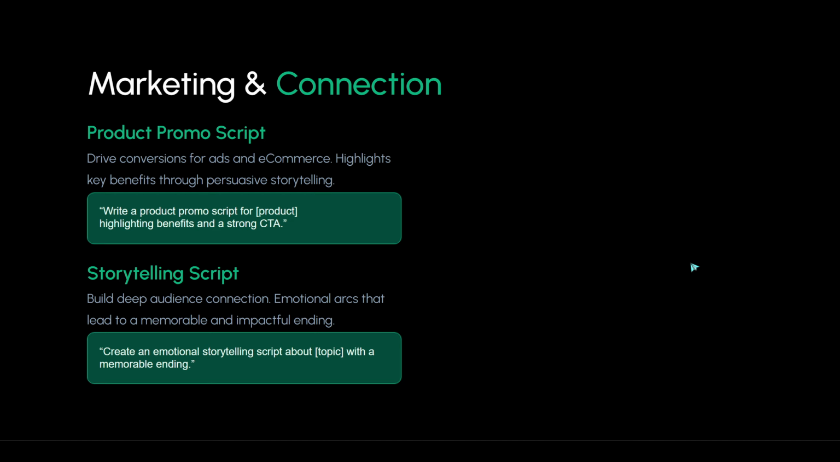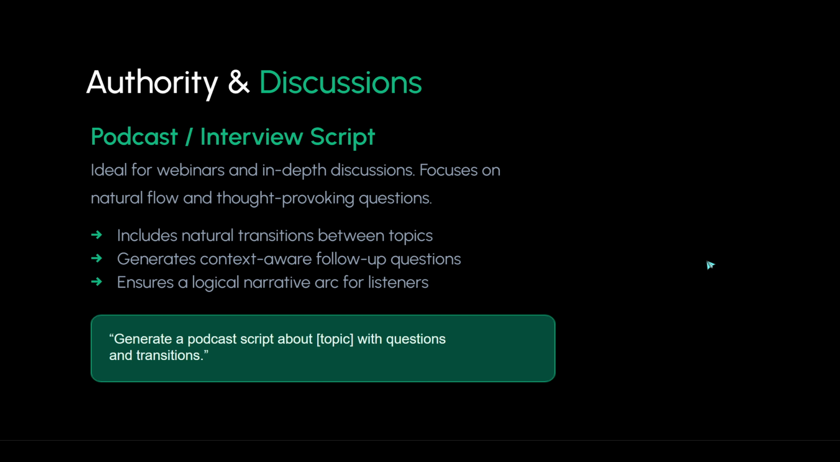To build a deeper connection, use "Create an emotional storytelling video script about topic with a memorable ending." This works for brand stories, founder journeys, and cause-based messages. Add a desired emotion, hopeful, inspiring, or reflective, and one core message you want viewers to remember. Ask ChatGPT to include a clear arc: setup, conflict, turning point, resolution, and takeaway.